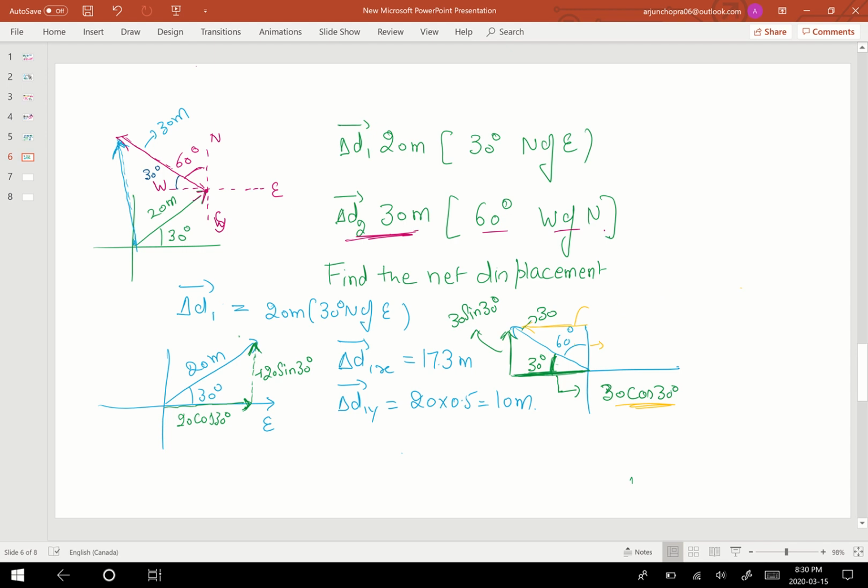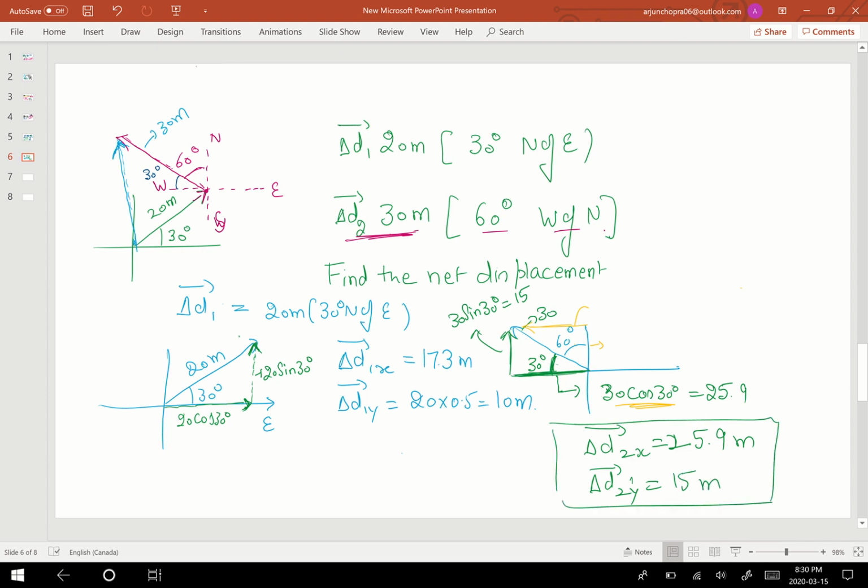So this is 30 cos 30, which is 25.9, and this value is 15. So I figured out these two components, so I'm going to write it as delta d 2x is equal to 25.9 meters, and delta d 2y is equal to 15 meters. So I figured out these two components also.